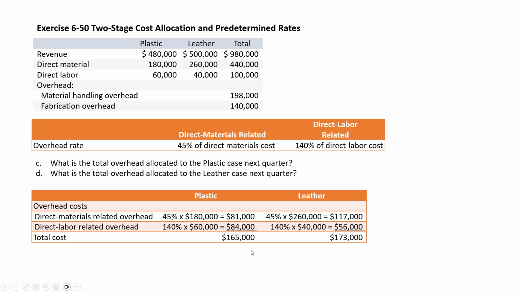Similar for leather, 45% times the material cost for leather of $260,000 is material handling overhead of $117,000 applied to leather. 140% times direct labor costs of $40,000 for leather is $56,000 of direct labor related or fabrication overhead. Again, $56,000 plus $117,000 is $173,000 total overhead applied to leather.